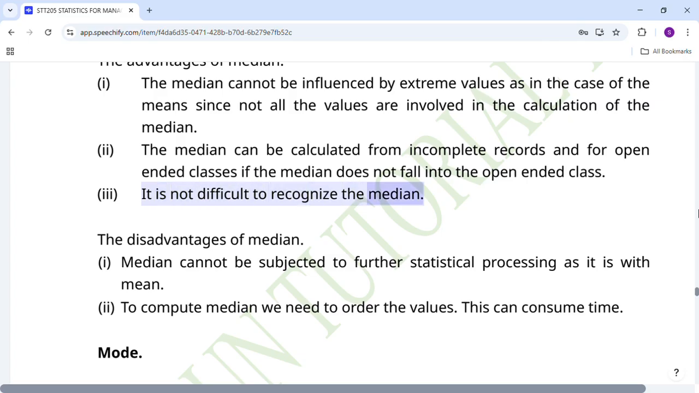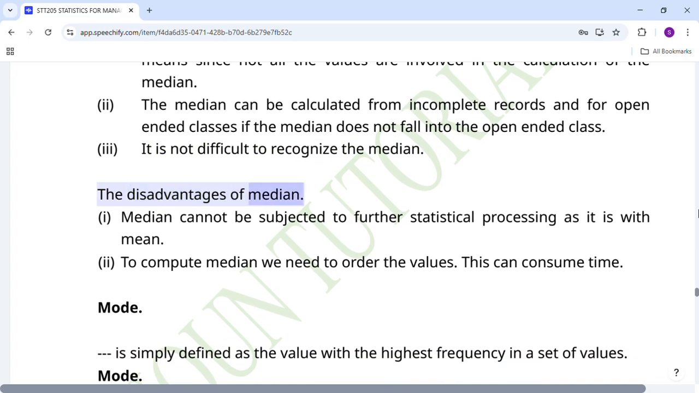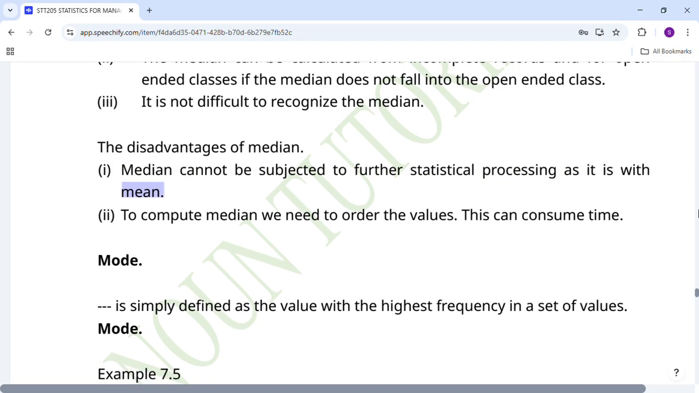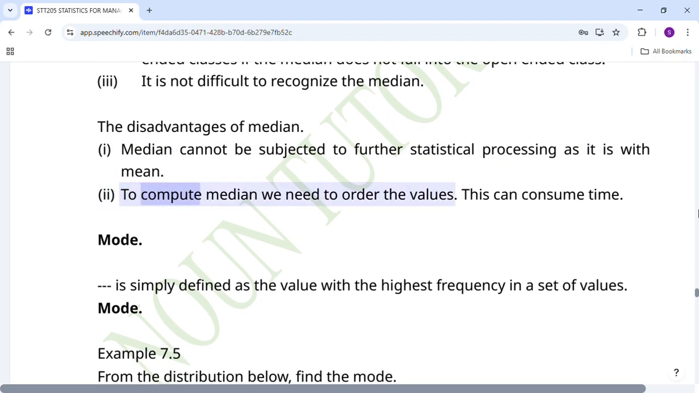The disadvantages of median. 1. Median cannot be subjected to further statistical processing as it is with mean. 2. To compute median we need to order the values. This can consume time.